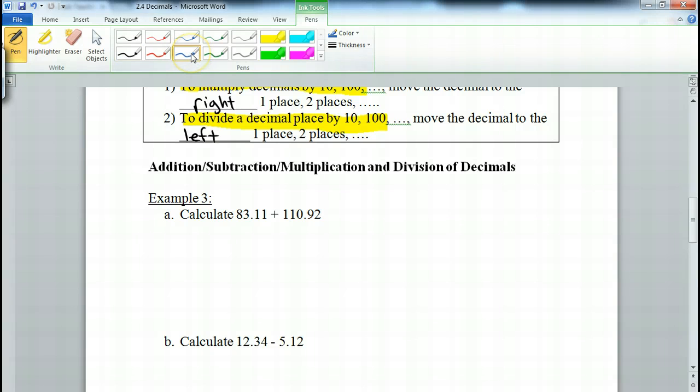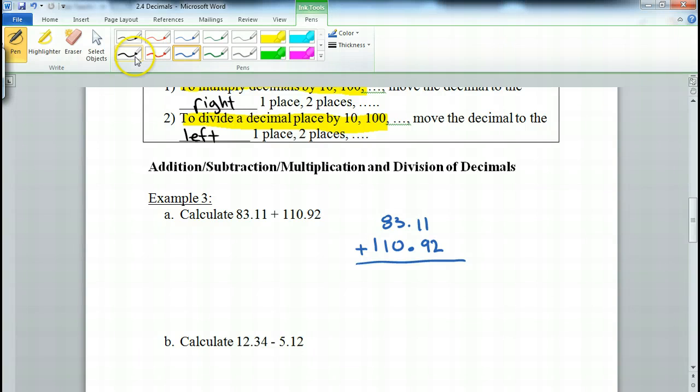Let me do this first one here. So I have 83.11, and then I'm adding 110.92. So it's important that I line up all my digits, including the decimal, in the appropriate spot here. And now you just follow your same adding rules as before.